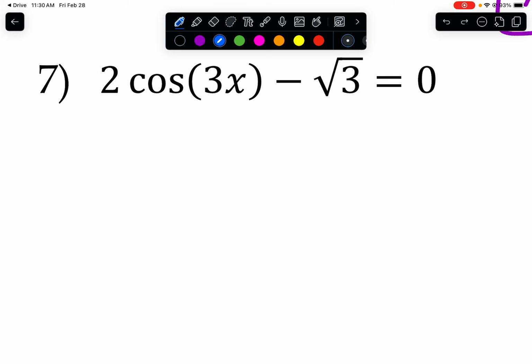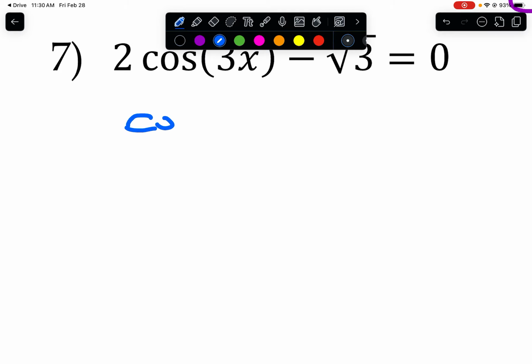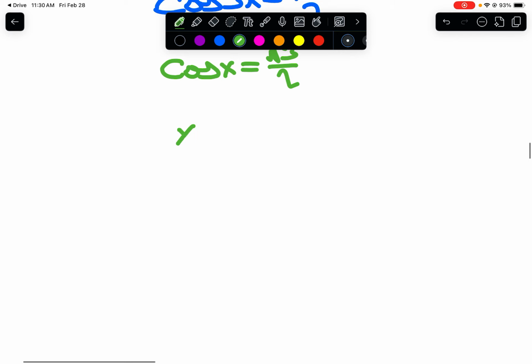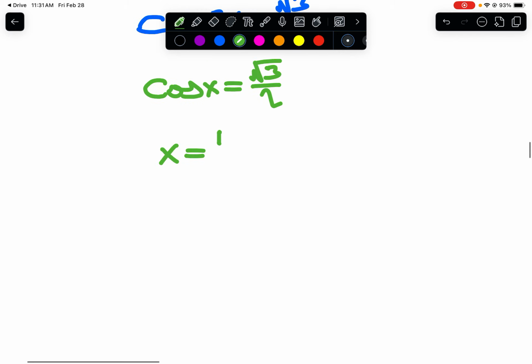With this one, you're still going to solve it. I'm going to add the root 3, and then divide by 2 on both sides. I'm going to skip those algebraic steps and go directly to cosine of 3x equals root 3 over 2. Same idea: I'm going to ignore this 3 for a second, and I just want to evaluate when cosine of x is equal to root 3 over 2. That's going to happen at pi over 6 and 11 pi over 6.